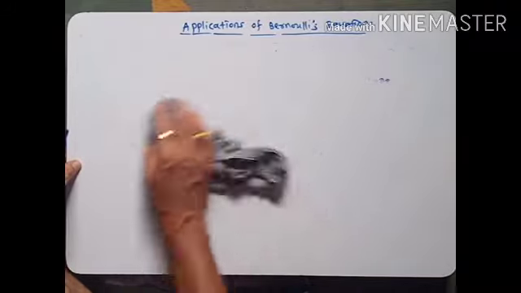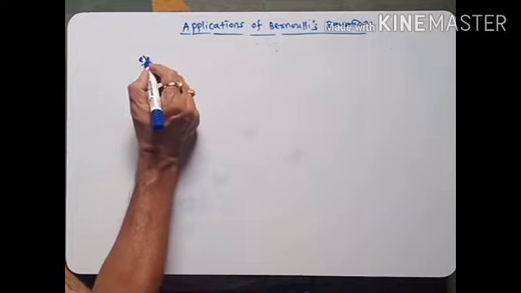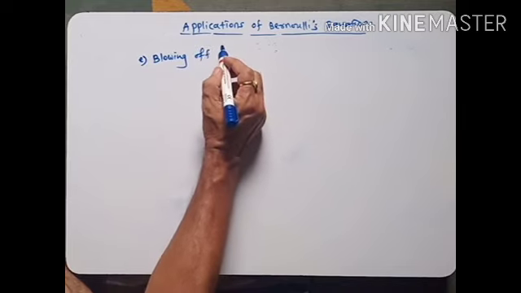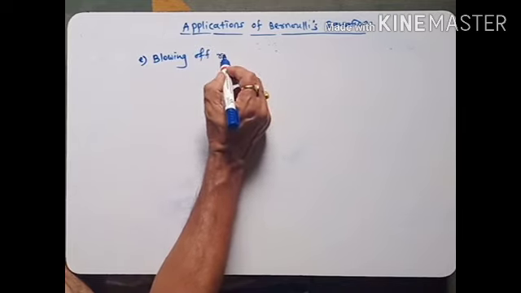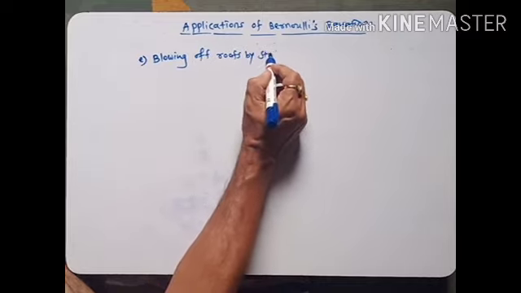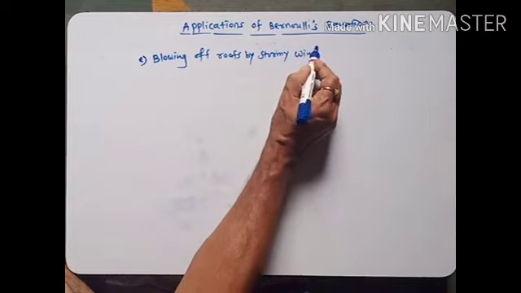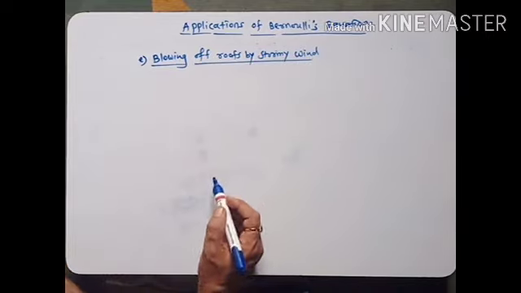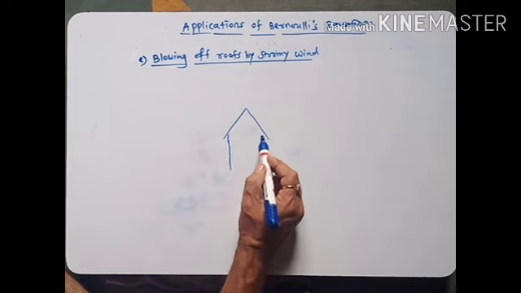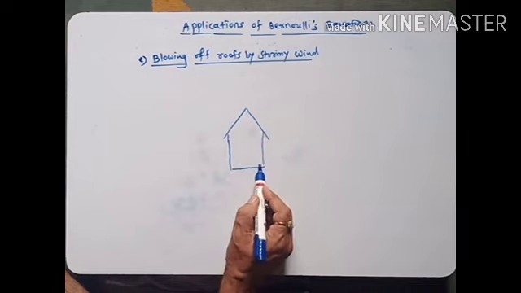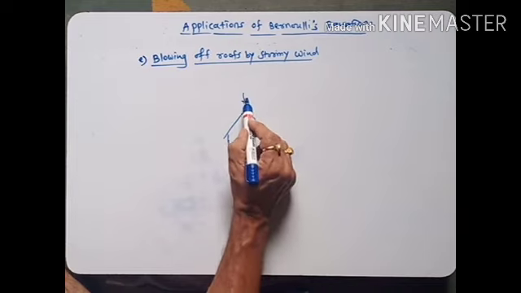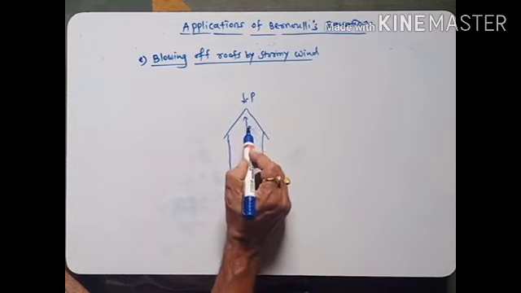And the last application we will consider is the blowing off of roofs by stormy wind. See here, suppose this is the block diagram of a house. Suppose this is the house. Here P is the pressure above, and P0 is the pressure below.